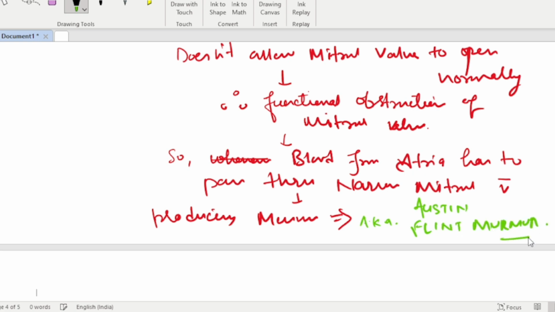So what is happening? The patient is having aortic regurgitation. Because of the aortic regurgitation, blood is regurgitating back and hitting the mitral valve, producing fluttering of the anterior leaflet of the mitral valve, which does not allow the mitral valve to open normally and causes functional obstruction. So blood from the atria has to pass through the narrow mitral valve, and thereby it produces a murmur known as the Austin Flint murmur. So this is about the mid-diastolic murmurs.